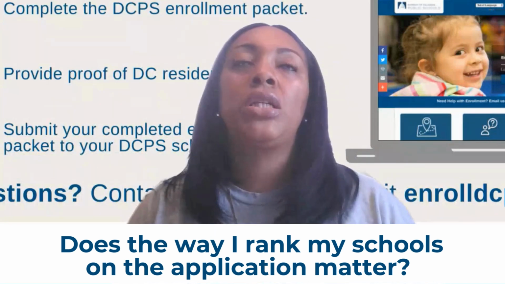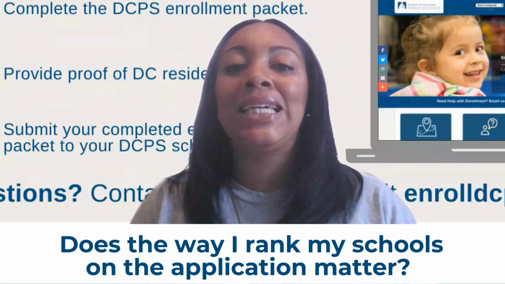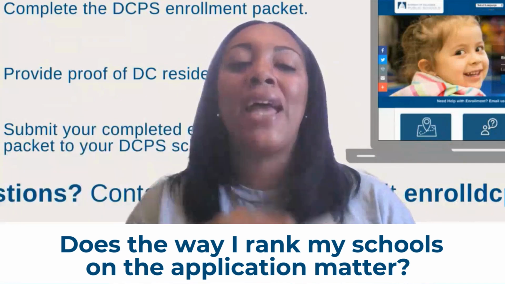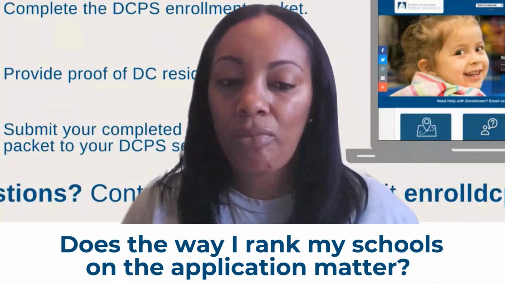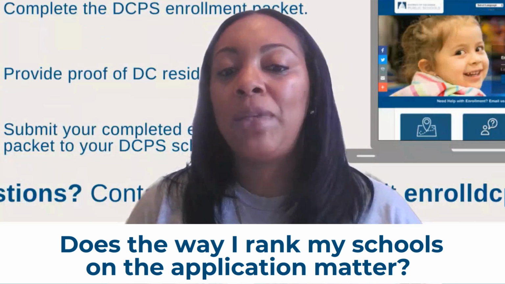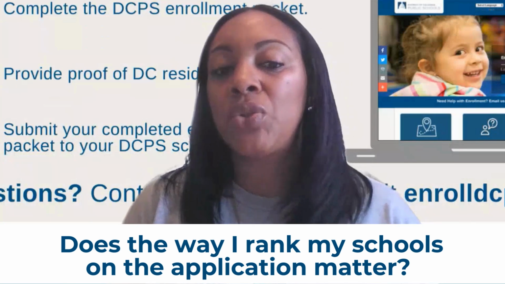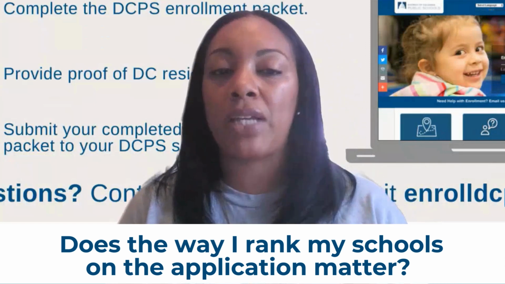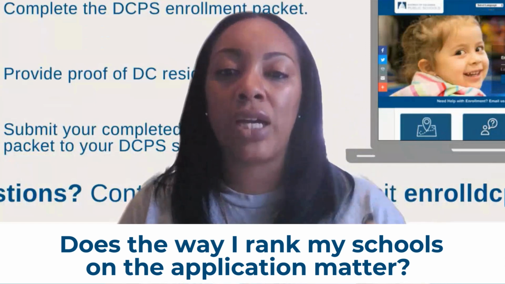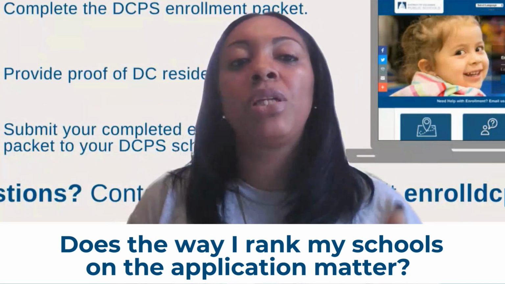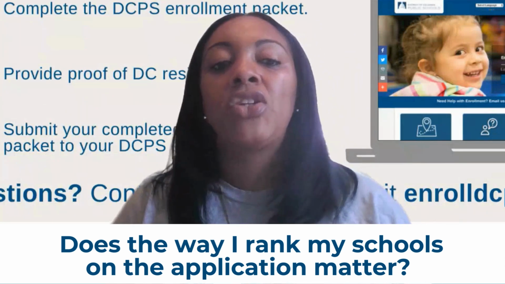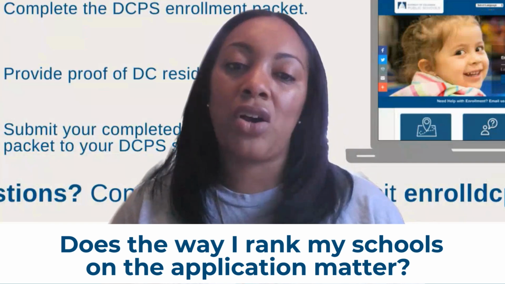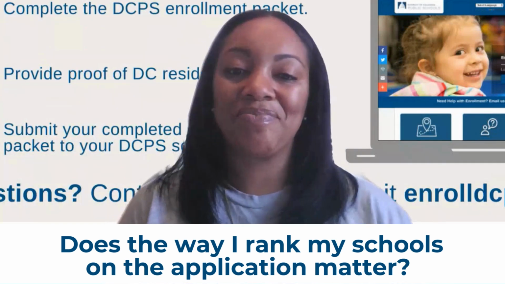Okay, and if a sibling is matched to a school, then the applicant will be placed on the waitlist for any school their sibling is matched to, even if it is a school ranked below the matched school. So if your sibling is matched, even to a school below your matched school, you will also receive a waitlist offer to that school as well.